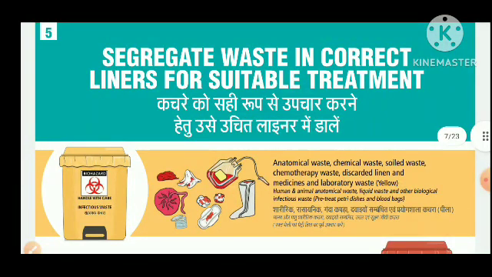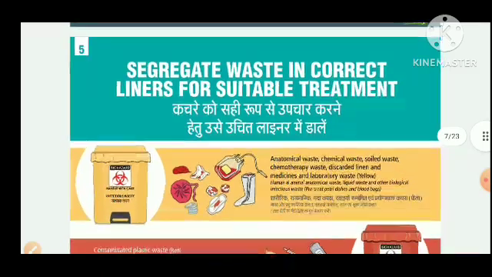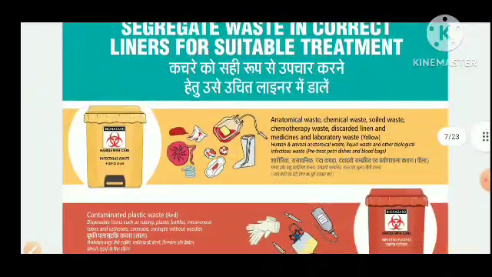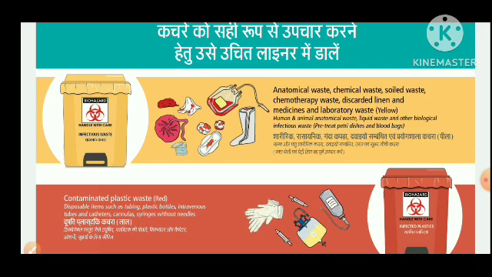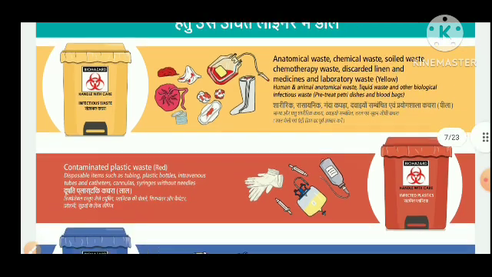Next is segregate the waste in a correct liner for suitable treatment. As we have seen, the liner should not be chlorinated. We have already seen which wastes are included in infectious waste. We can still go ahead: in yellow go anatomical waste, chemical waste, soiled waste, chemotherapy waste, discarded linens and medicines, and laboratory waste. Human and animal anatomical waste, liquid waste, and other biological infectious waste are all to be kept in this yellow bin.